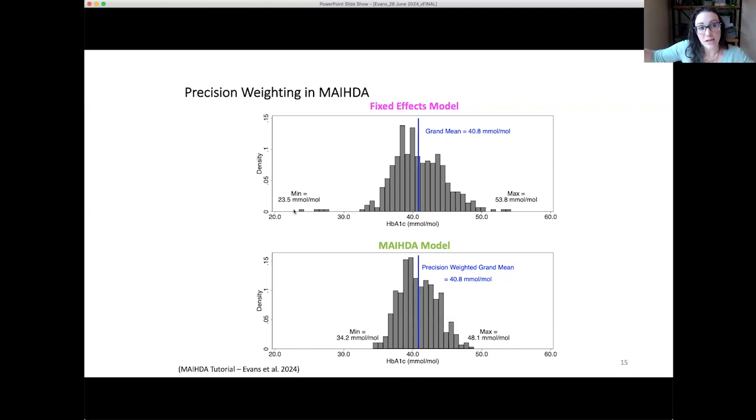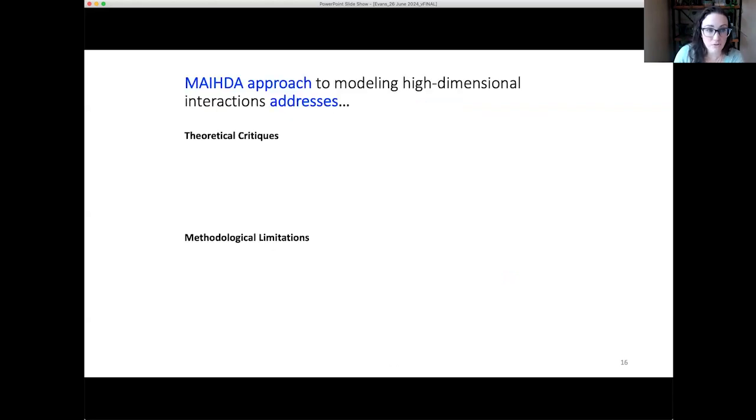In MAIHDA, it's something that might be slightly different from that, but possibly more reliable. It's going to be shrunk in and get a much more realistic estimate for it. So in other words, MAIHDA is going to give us estimates for all of our different groups, but they're going to be much more stable. They're going to be robust to this issue of small sample size, which is a huge advantage.